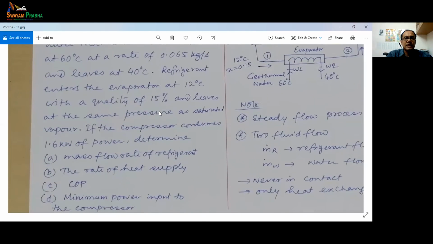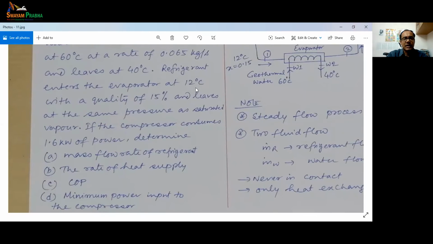Now the refrigerant enters the evaporator at 12 degrees centigrade with a quality of 15%. The refrigerant conditions are given so that you know the property values for that state, and it leaves at the same pressure as saturated vapor. So the pressure does not change for the refrigerant in the evaporator, and it leaves as saturated vapor. If the compressor consumes 1.6 kilowatt of power, I will see where the compressor comes into the picture.